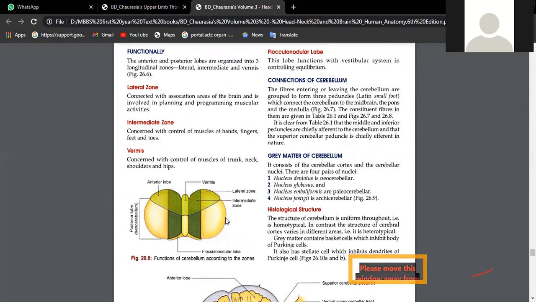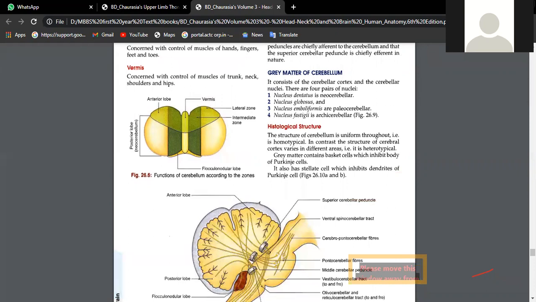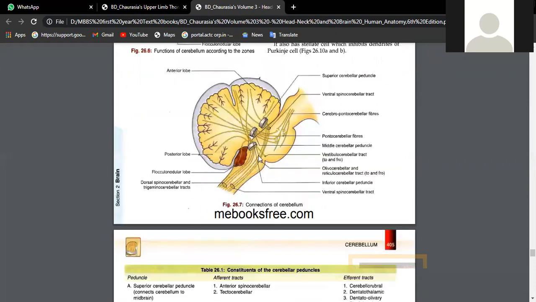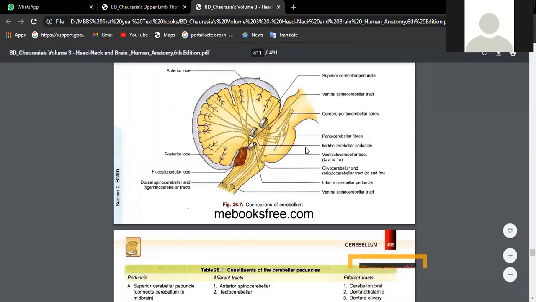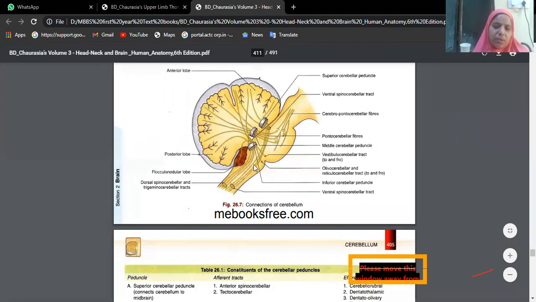Okay, beta. Cerebellum has 3 peduncles, right? Like it has connection with the brainstem, isn't it? So it has connection with midbrain, it has connection with pons, and it has connections with medulla oblongata. Okay. So connections with the midbrain, you call it as superior cerebellar peduncle. The connection between pons and cerebellum is middle cerebellar peduncle. And the connection between medulla oblongata and cerebellum, you call it as inferior cerebellar peduncle.